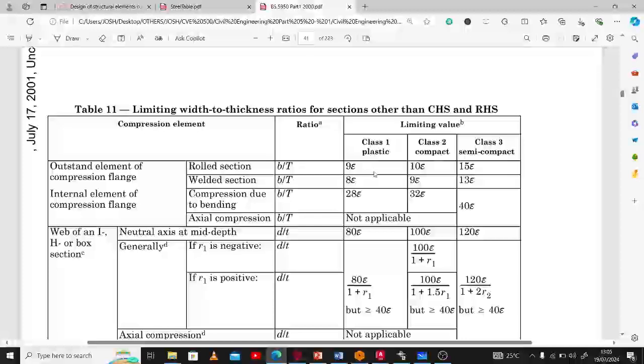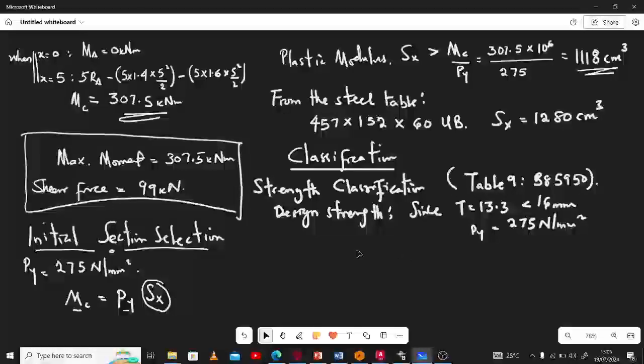Now, before we go ahead, we just want to define what epsilon would mean in this case so that we can apply it appropriately. So epsilon here is (275 over Py) raised to the power 1 over 2.